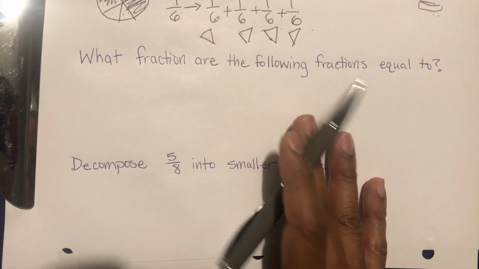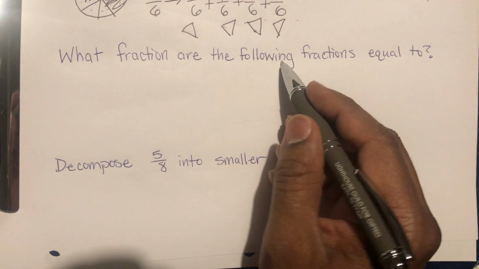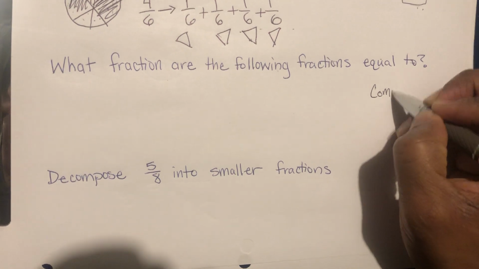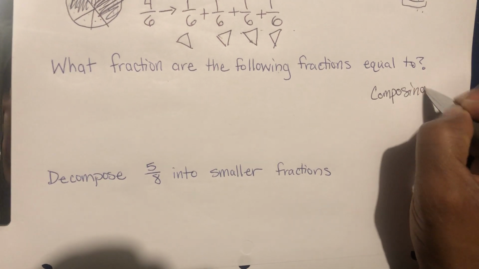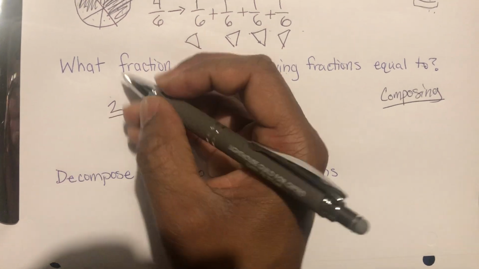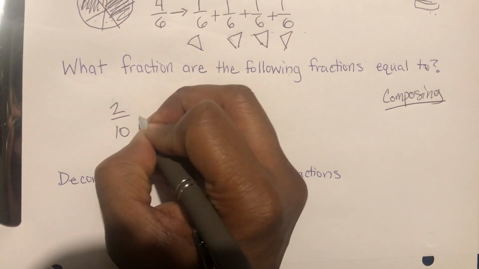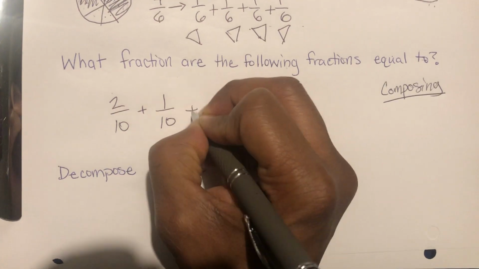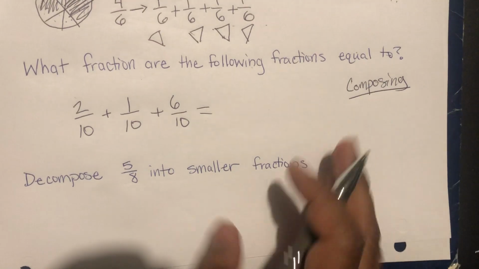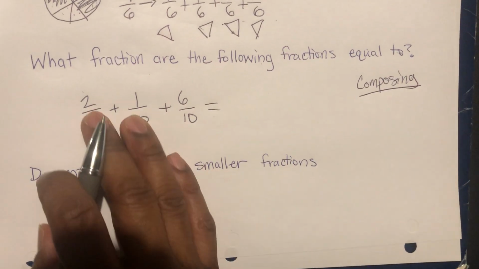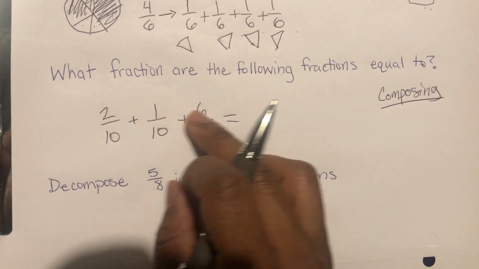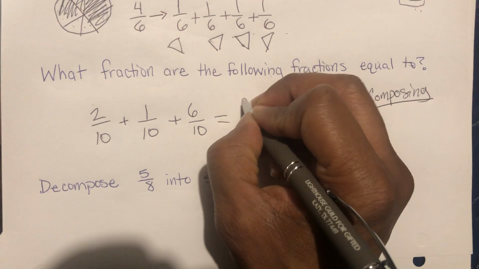So let's go ahead and check this out. What fraction are the following fractions equal to? This is the way they might word a decomposing fraction question. Okay, we could say, well, let's see, we have 2 tenths plus 1 tenth plus 6 tenths. What are the following fractions equal to? Well, we just say I got 2 plus 1, that'll give me 3, plus 6 is going to give me 9 tenths.